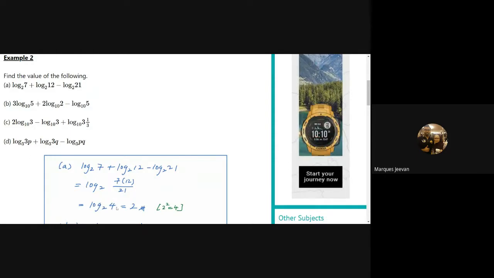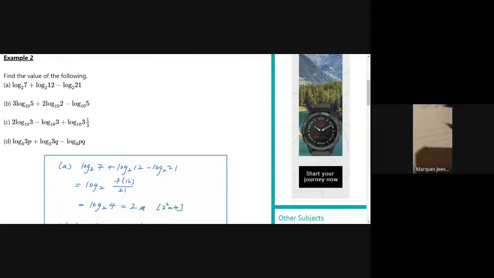Log 2 of 4 can be written as log 2 of 2 squared, correct or not? Oh yes. So you can basically write it like this. Log 2 of 4 equals log 2 of 2 squared, which becomes 2 log 2 of 2. This is equivalent to 1. So your final answer is 2.